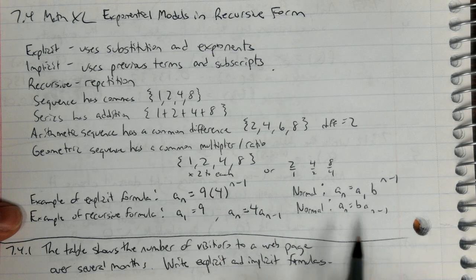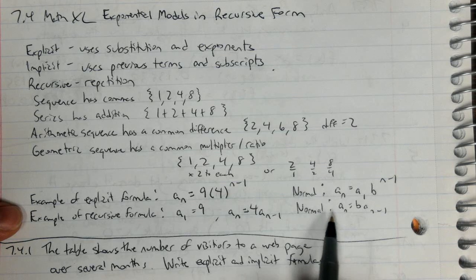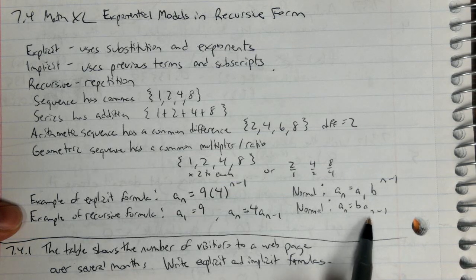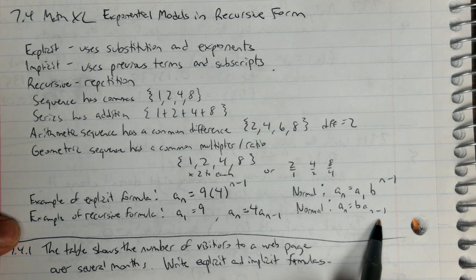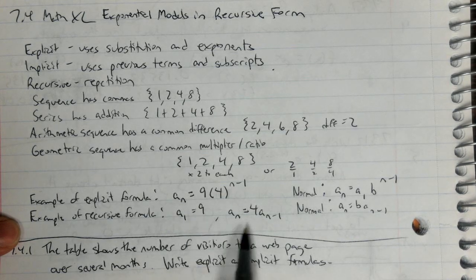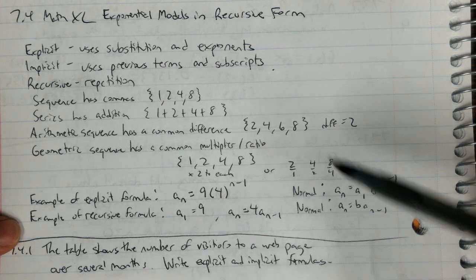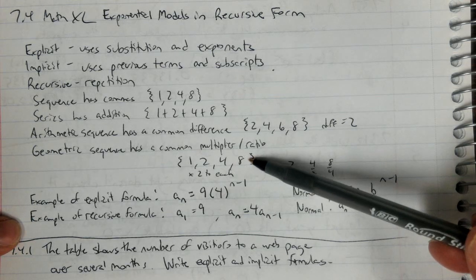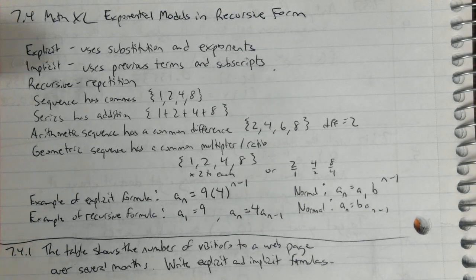On the recursive formula, that's the one that has subscripts and previous terms. So we have a_n equals b times a_(n-1). And so an example, this definition always has to have two parts. The first one is the initial term, like a_1 equals 9. And then the formula is a_n equals 4 times a_(n-1). So, of course, you can write any sequence either of the two ways. Okay, so there's a couple of notes with it.